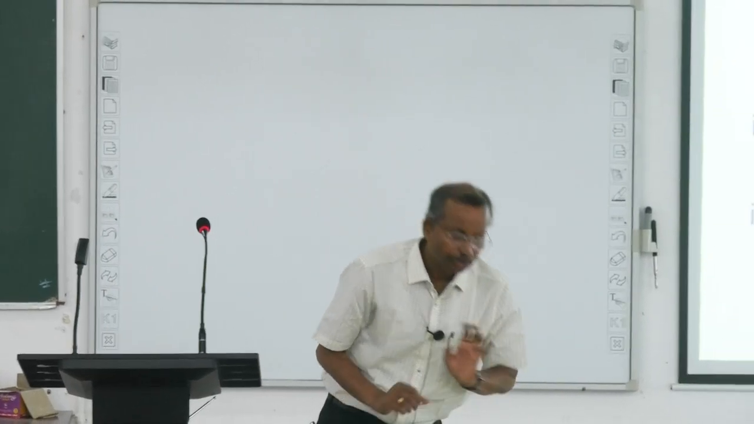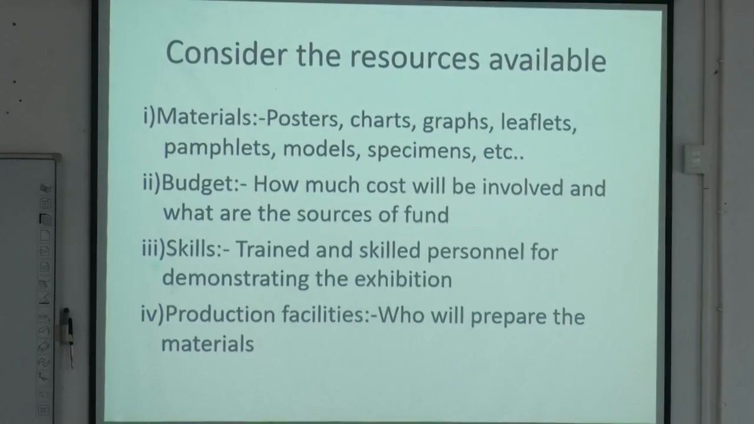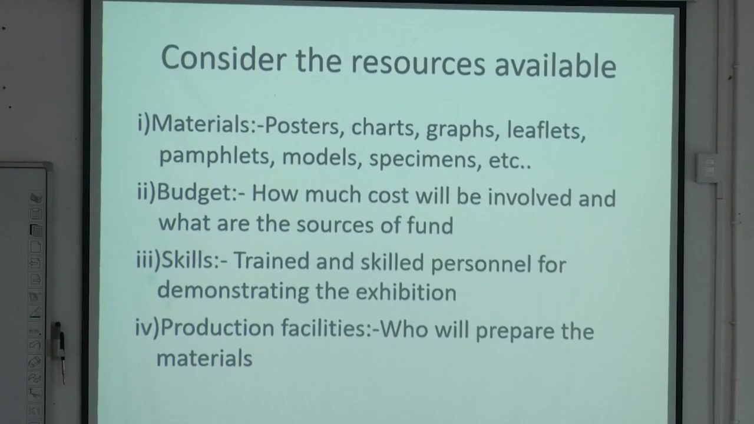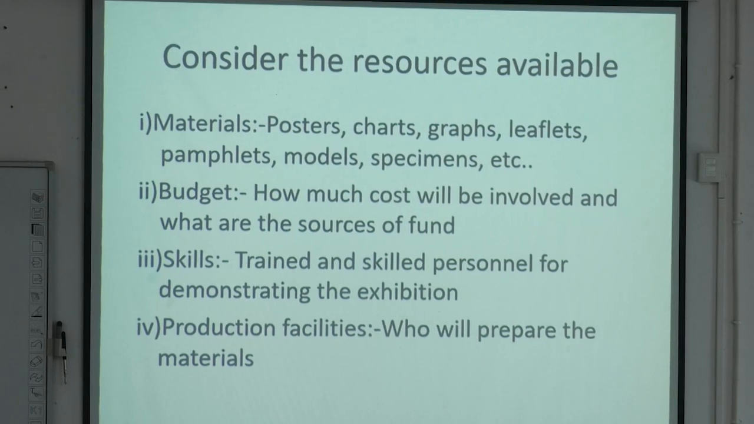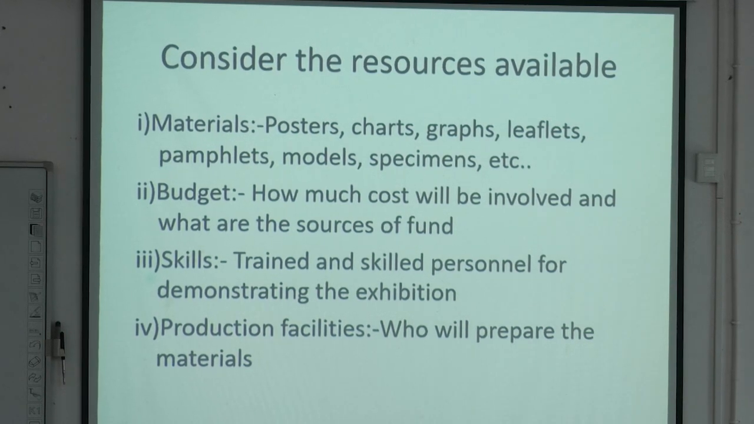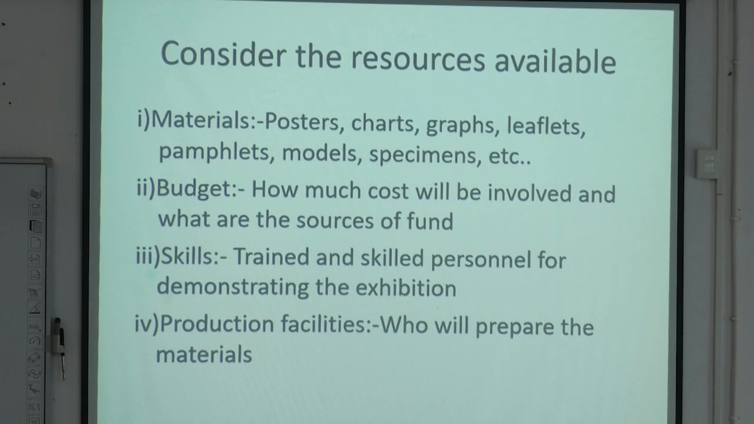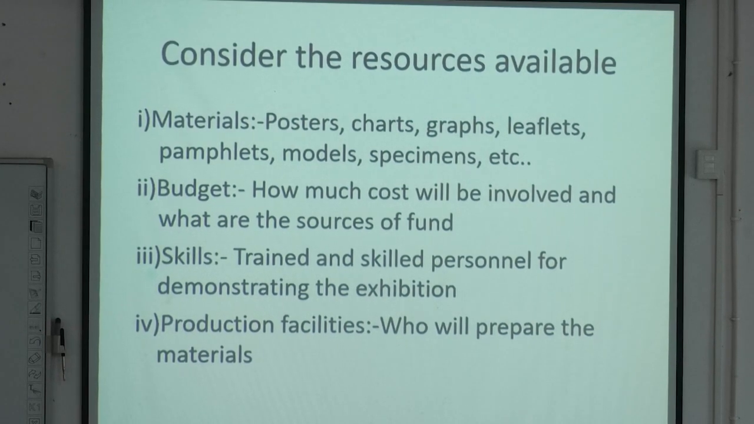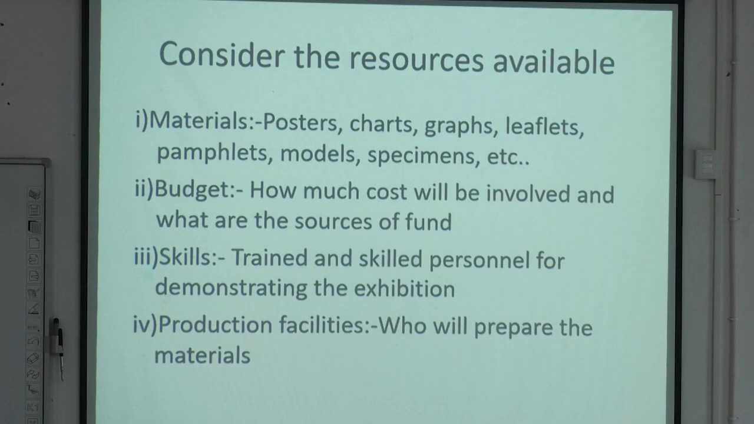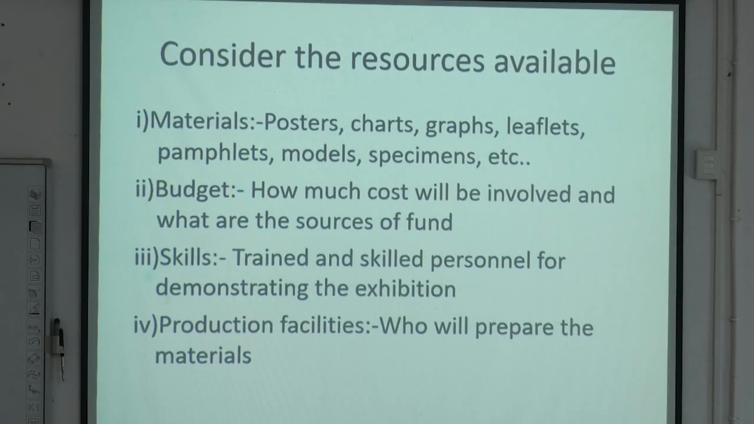Now, before planning any exhibition, what things do we consider? Number one, materials. What materials we have to procure, what materials we have to display, what materials we have to disseminate, that we have to think. So you should know the different types of materials also, because I told you that exhibition means display of different types of educational materials. One is posters. We can disseminate so many posters.